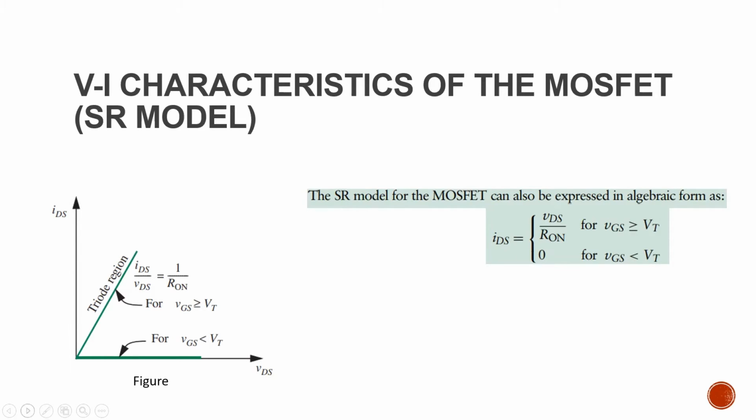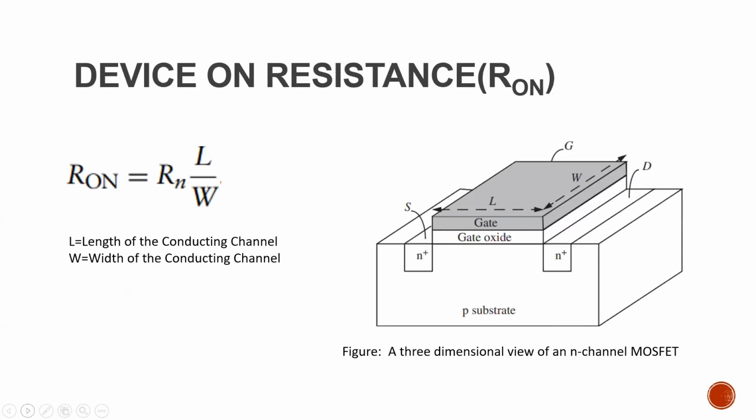Now, team, here you see the device on resistance R on. We want to see that R on resistance is directly proportional to the sheet resistance Rn, which is resistivity by thickness. In the VLSI industry, we call it the sheet resistance, and usually the thickness is constant, and the resistivity is also constant.